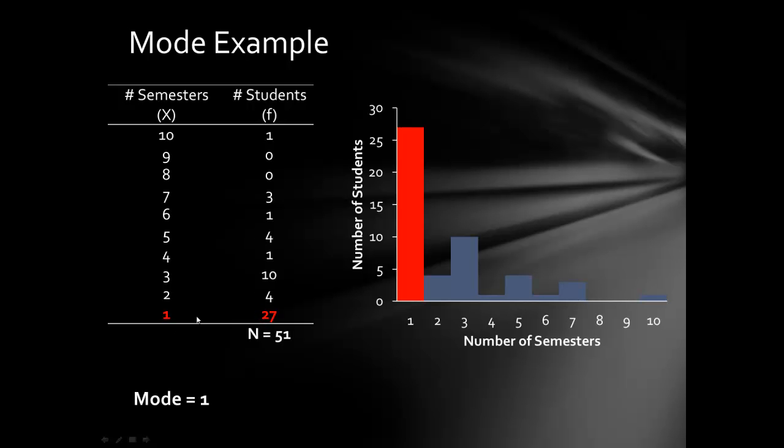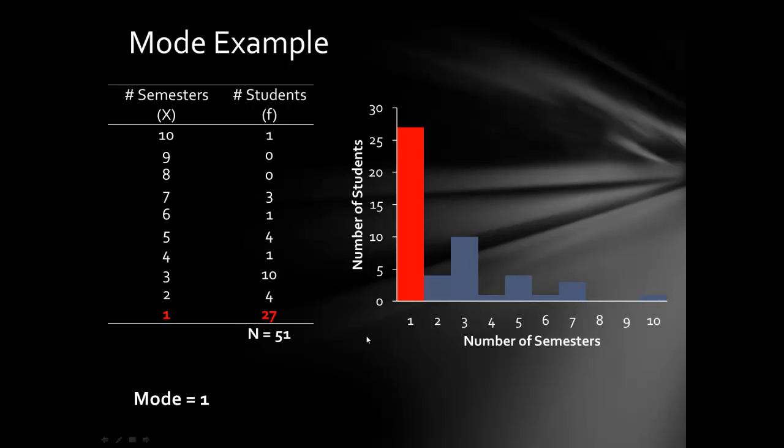So what score represents 27 of the pieces of data? That's a 1. Do not get confused and go to the frequency column and find the largest number and then say, oh, 27 is the mode. It's not. 1 is the score that happens 27 times. 1 is the most frequent. Then when you place that in a graph, you will be able to see pretty quickly with this data, it's really straightforward, the tallest bar in this graph is represented by the 1 number of semesters. So the mode is 1.